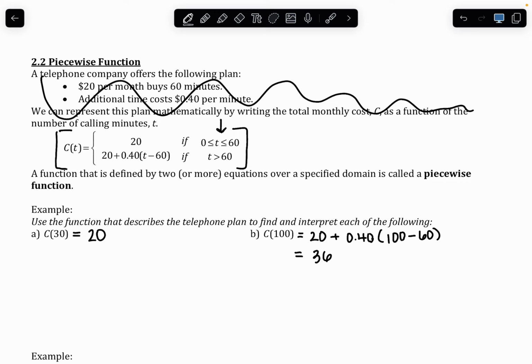On your homework, you're going to see a couple that maybe don't fit within that domain. If I asked you to find c of negative 25, is negative 25 between 0 and 60 or greater than 60? Nope. So this would be considered undefined. If it doesn't fit within your piecewise function domain, just consider it undefined.